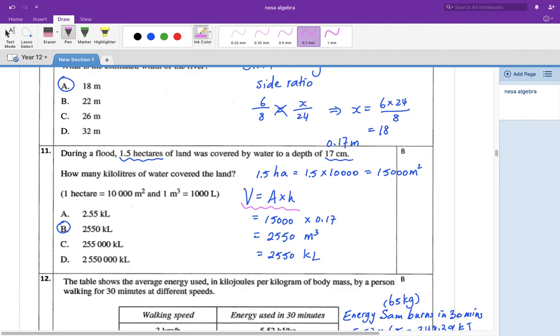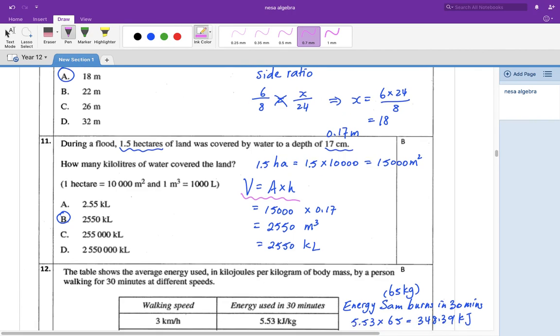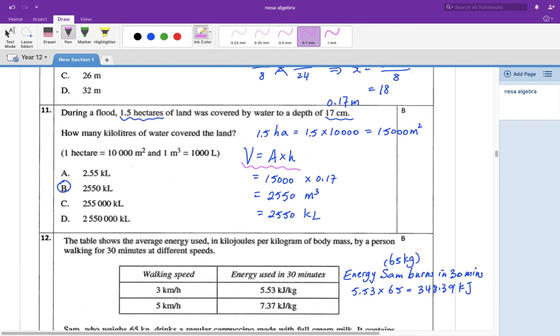And because the units are different, you change centimeters into meters, 0.17 times the body area. And meters cubed to kiloliters is 1 to 1.